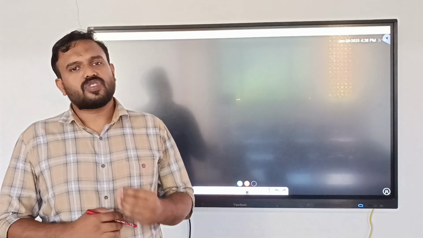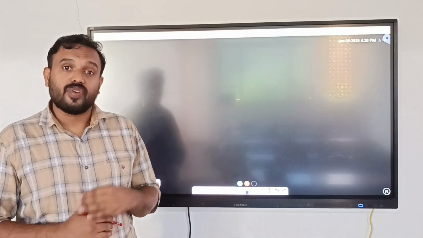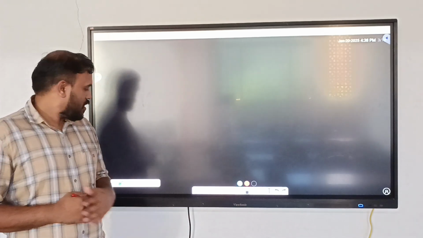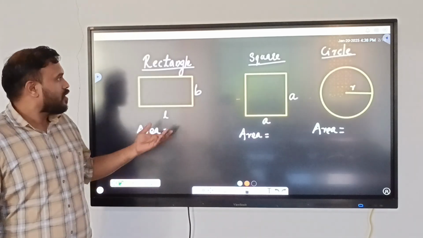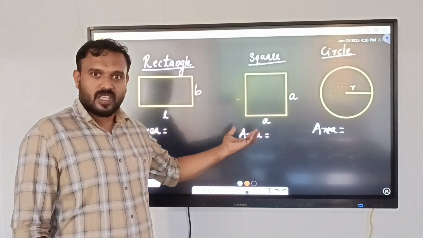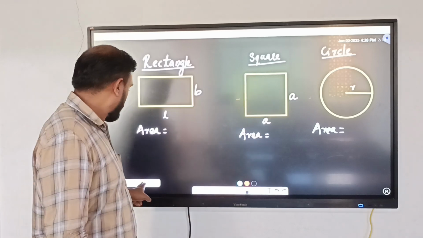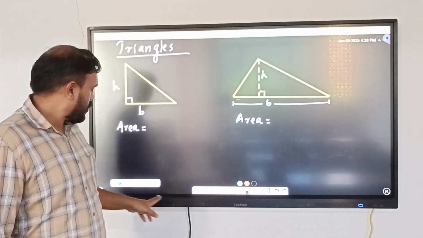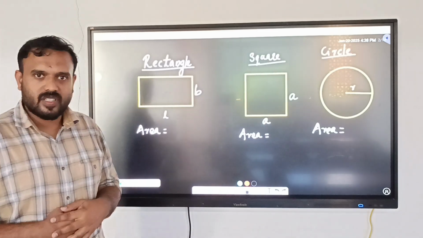So, we have studied in our lower classes how to find the area of different two-dimensional figures. Just have a look here. You can see different two-dimensional figures: rectangle, square, circle, and two triangles also. Do you know how to find the area of these figures?